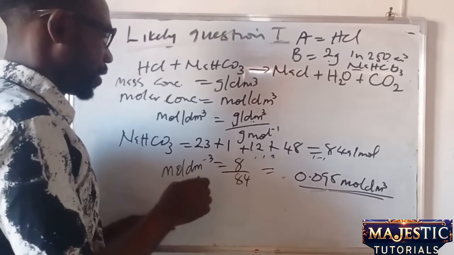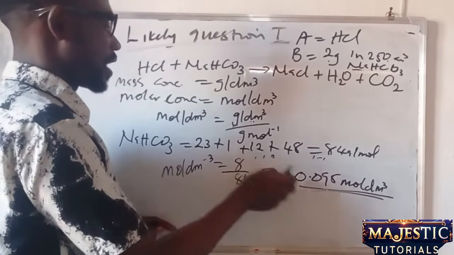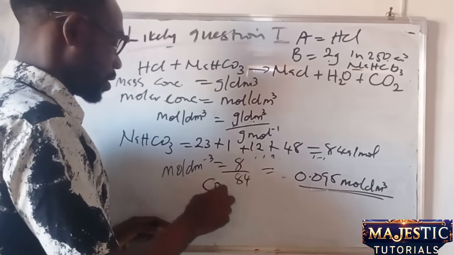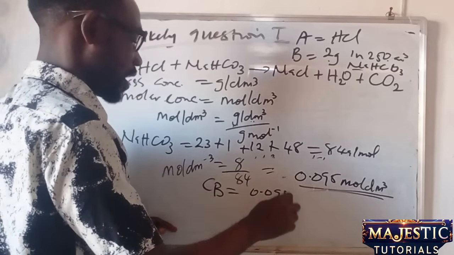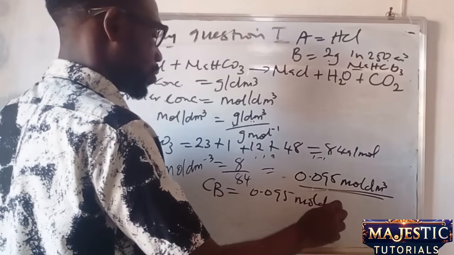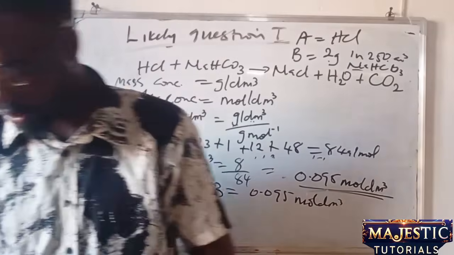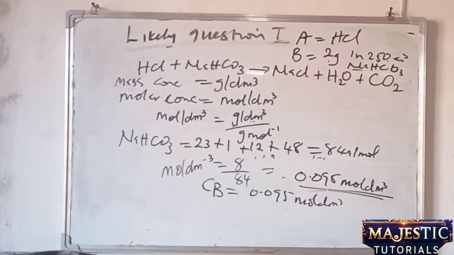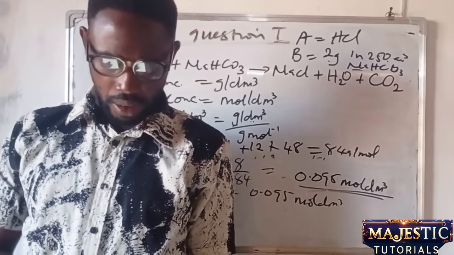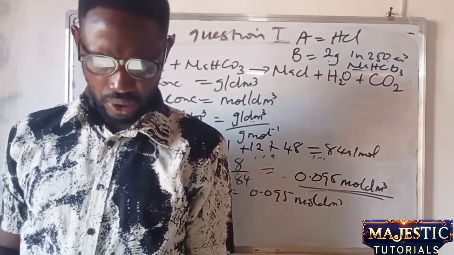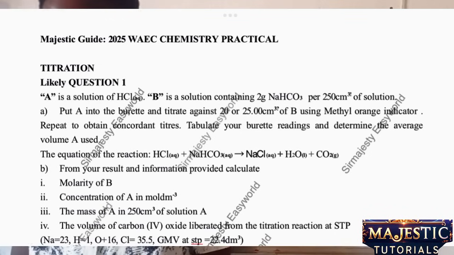That's your CB. We have gotten our CB, that's molarity. So note it down: the concentration of B in mole per dm cube is equal to 0.095 mole per dm cube. Going to the next question, question 1B, we are also required to calculate the concentration of A in mole per dm cube. Remember, this A is HCl, so there is no other information about that.